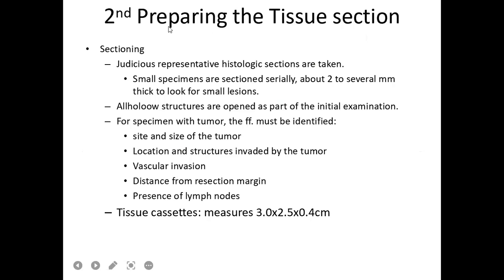The second end product is a tissue section, no? A representative sample. Judicious representative histologic sections are taken. No? So for example, if this is the size of your tissue, of your specimen, what you will do is only to get a representative sample from that.